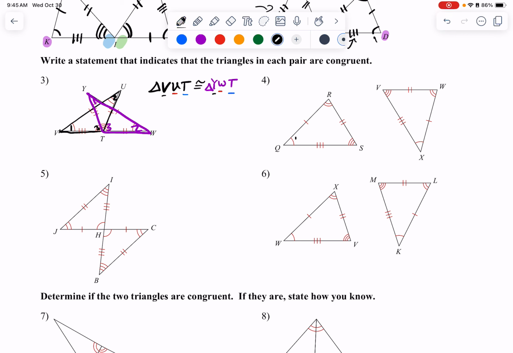Again, I'm just going to follow these angle arcs from the first single arc to the double arc to the triple. Then I have a 1, a 2, and a 3. That makes it a little bit easier for me to track between the matching pieces. So from one triangle, I have a Q, then an R, then an S. And in the other triangle, I have X, W, V. X, W, V.